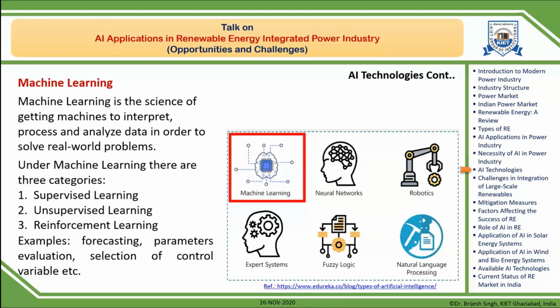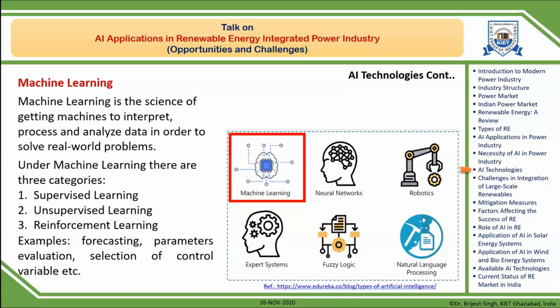In machine learning, basically it is categorized into three parts: supervised learning, unsupervised learning, and reinforcement learning. As you know, when we are talking about the learning methodology, three types of methodologies are used: learning under the supervision of someone, learning by itself, or learning by reinforcement from another. And especially when we are talking about the renewable energy integrated power system, machine learning is basically used for forecasting, parameter evaluation, and selection of control variables.